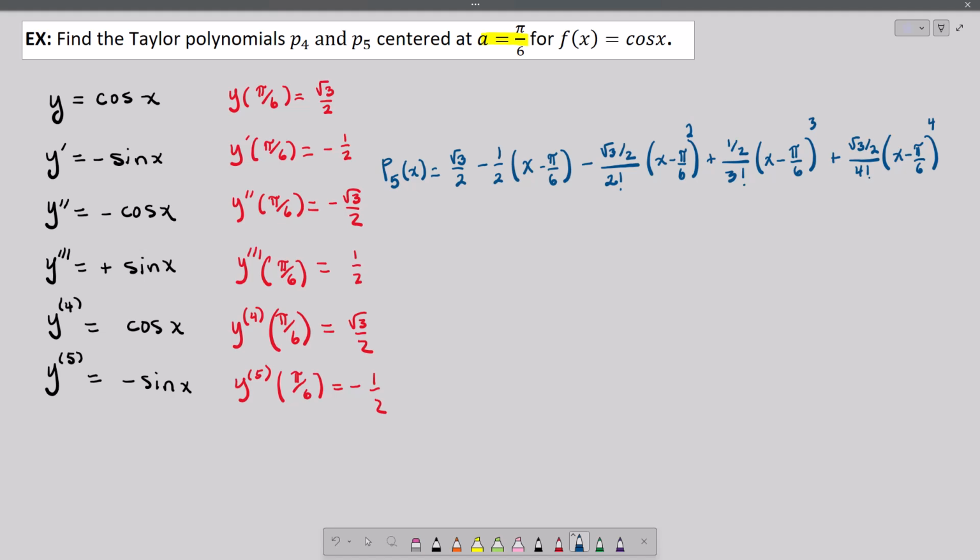Maybe what I'll do is call this p sub 4 instead of stretching the board out far. Then I'll just say this. We can be creative in the way we do this. We can say that p sub 5 is all of p sub 4 plus one more term, which is minus 1/2 divided by 5 factorial, x minus pi over 6 to the 5th. So we can do it that way.